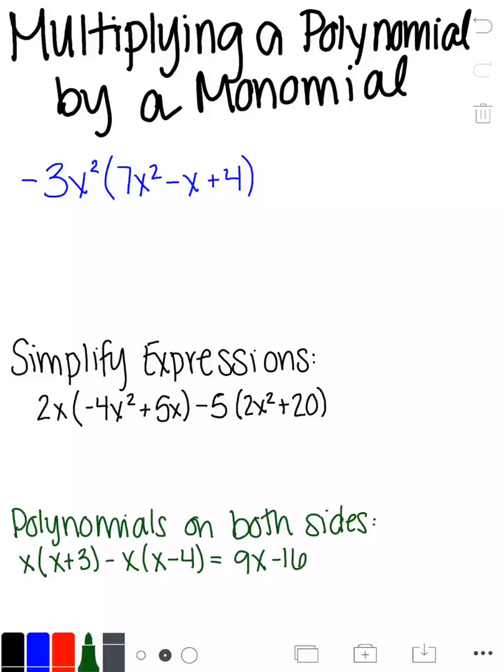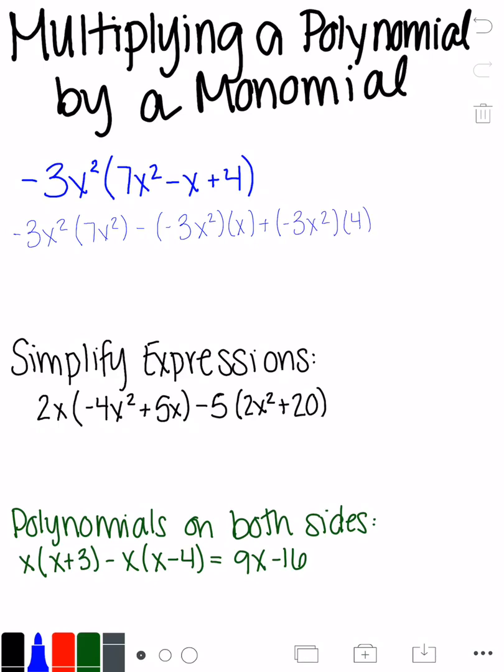All right, so now that we know what a monomial and a polynomial both are, we're going to go ahead and solve equations that involve them, or problems. So here we have negative 3x squared times this polynomial, which is 7x squared minus x plus 4. What we're going to do with this is multiply this monomial by this polynomial. So we're going to do negative 3x squared times 7x squared, minus negative 3x squared times x plus negative 3x squared times 4.